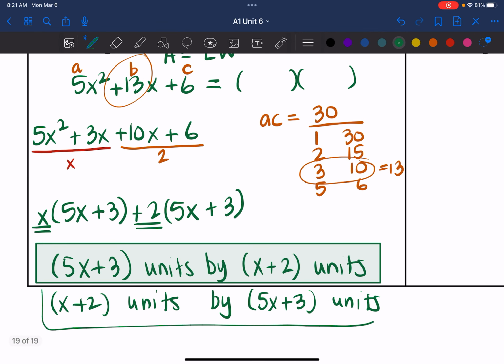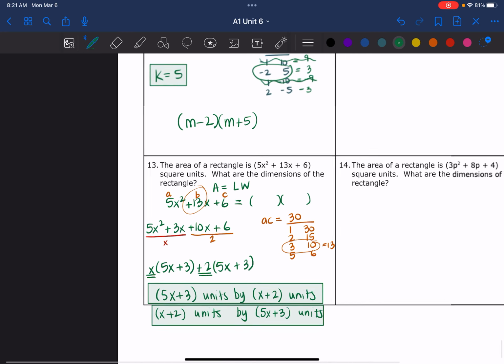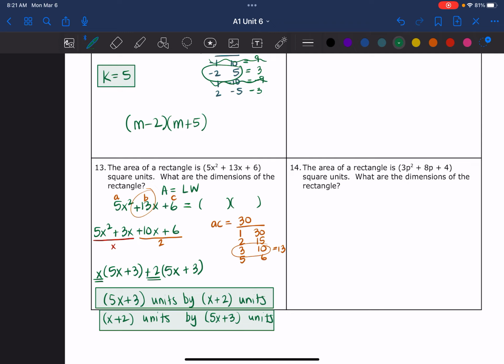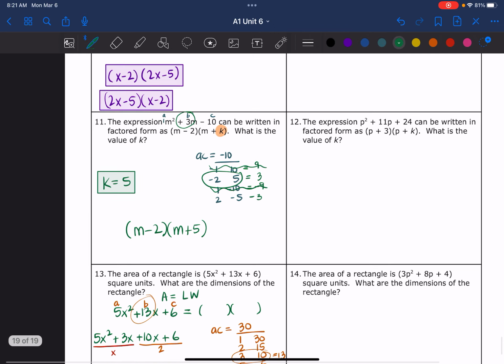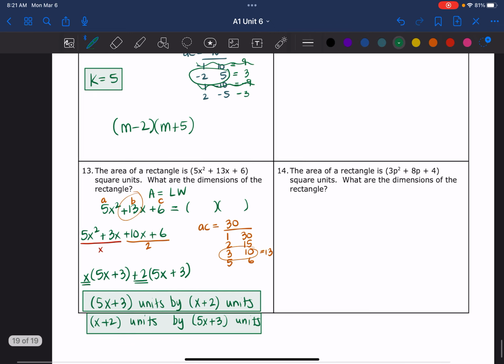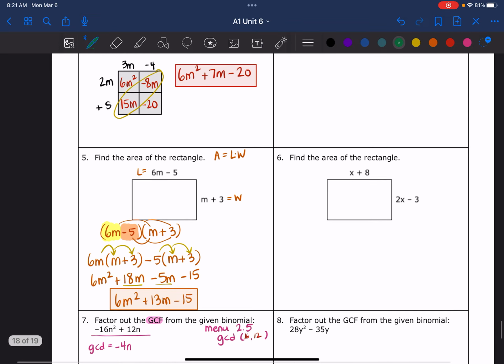Okay, and that is our review for today. I want you guys to go through all of the even ones and get an answer for those. Make sure you box in your answers so I know what your answers are, and this is going to be taken for a grade. If you have any questions, let me know.